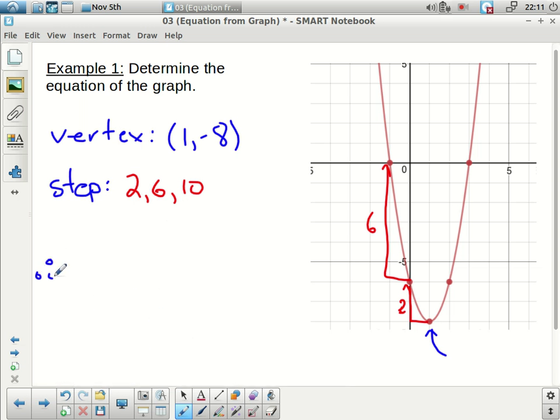Therefore my equation will be y equals, starting with the start of the step pattern, so I have 2. And then I have (x minus 1). Again, what you see inside the brackets is kind of the opposite. This is positive 1, but I see take away 1 here because it's take away h. Don't forget the squared. That's really important. And then we subtract 8. And that's it right there. There's my equation: y equals 2(x minus 1) squared minus 8.